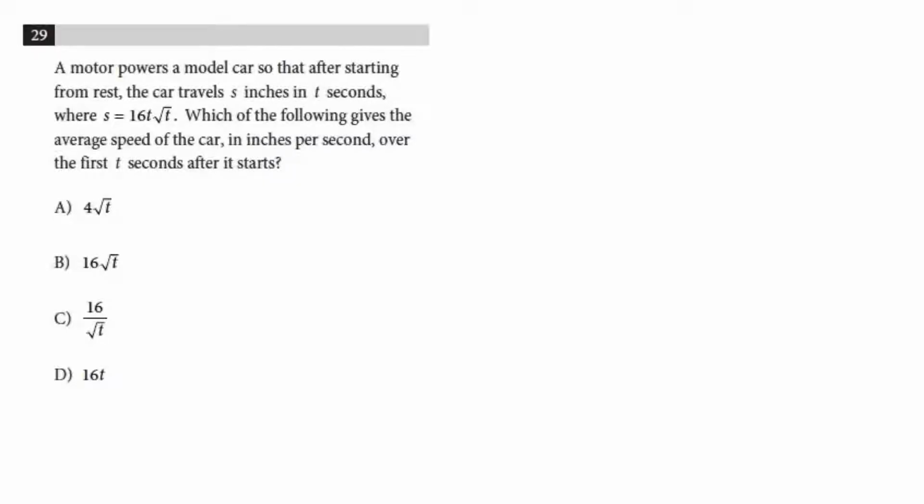Number 29. A motor powers a model car so that after starting from rest, the car travels s inches in t seconds, where s equals 16t times root t. Which of the following gives the average speed of the car in inches per second over the first t seconds after the car starts? Okay, so let's see. This gives us a position, and if we want the average speed, average speed is going to equal change in position, in this case s, over change in time.